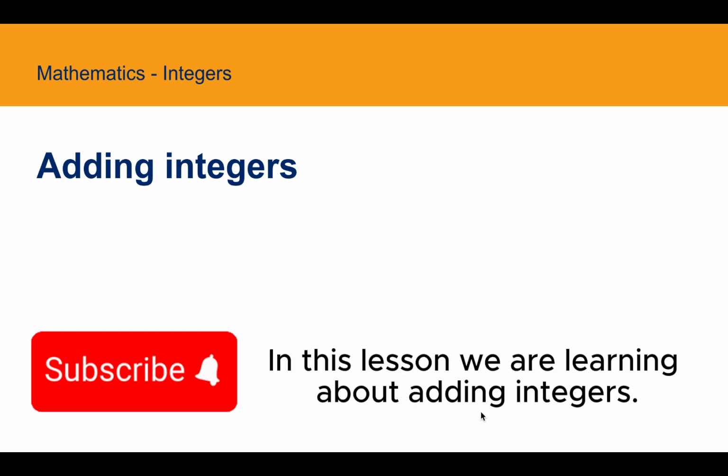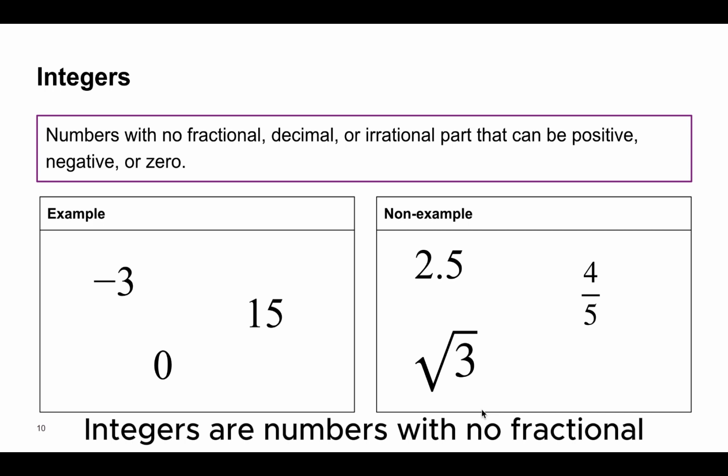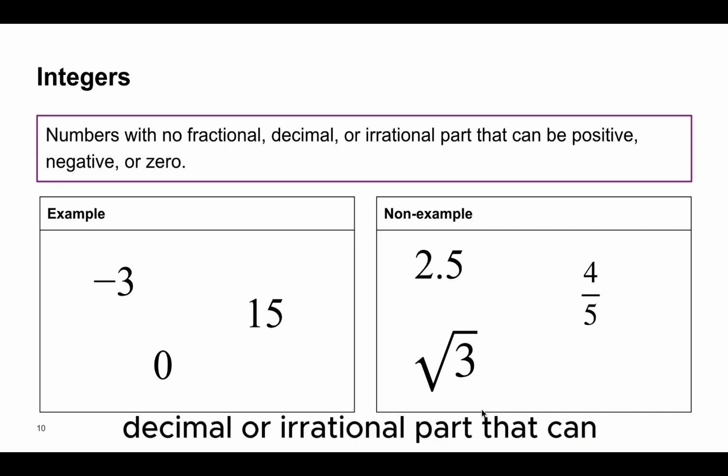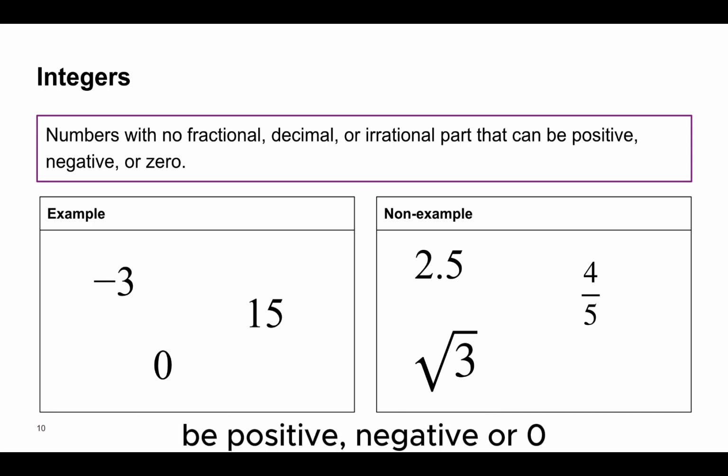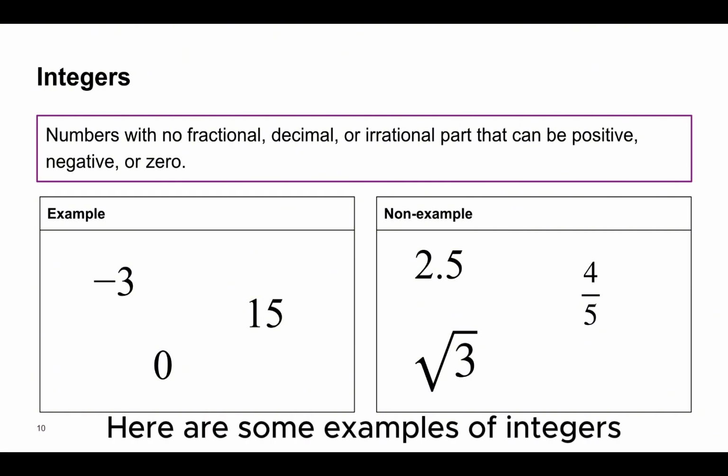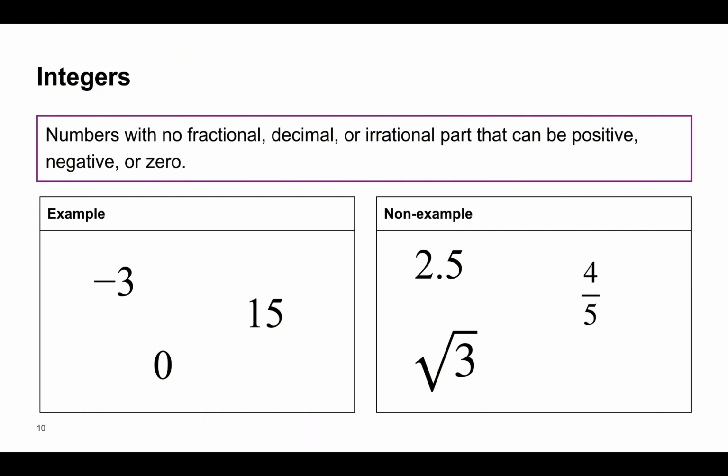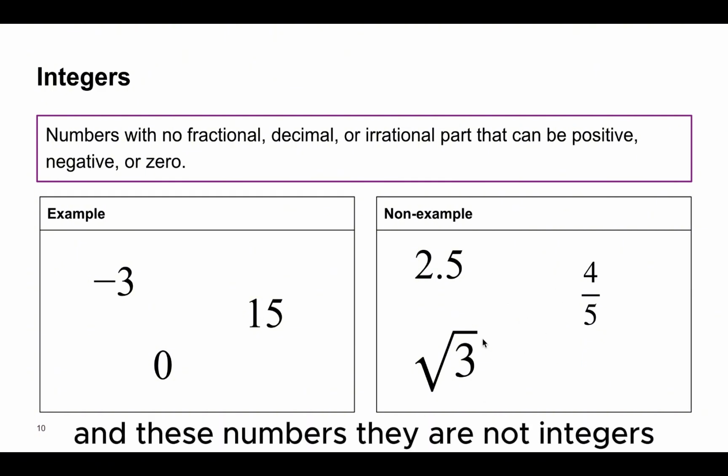In this lesson, we are learning about adding integers. Integers are numbers with no fractional, decimal, or irrational part that can be positive, negative, or zero. Here are some examples of integers, and these numbers are not integers.